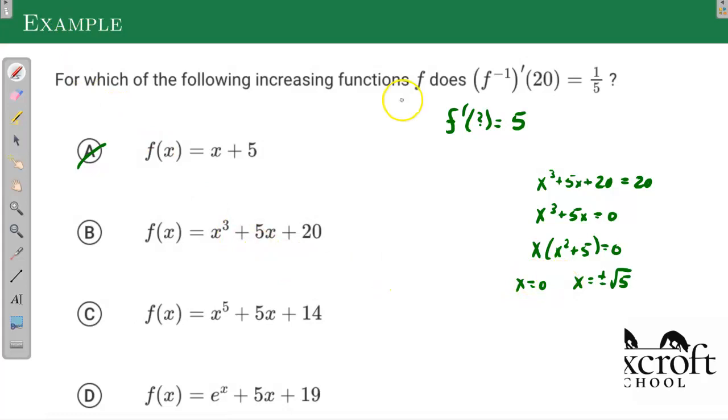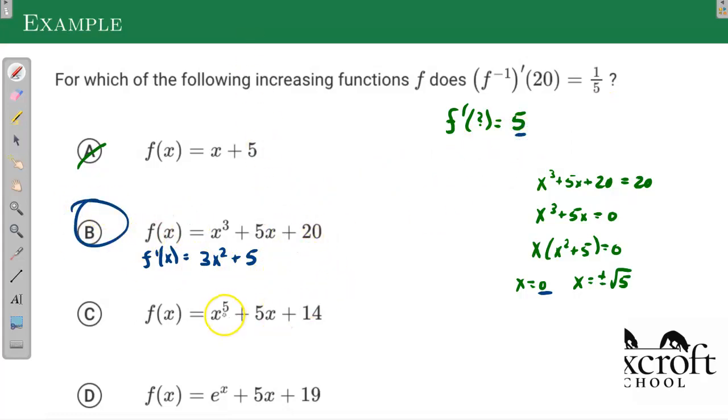All right, so at any of these x values, I plug that into my function and I get out 20, which means that's where you want to plug into the inverse. So these are the possible values. And now I need to figure out the derivative at these values. So f prime of x is 3x squared plus 5. And when I put in 0, that goes away, and I get 5. And that's exactly what I wanted, so the answer is B.